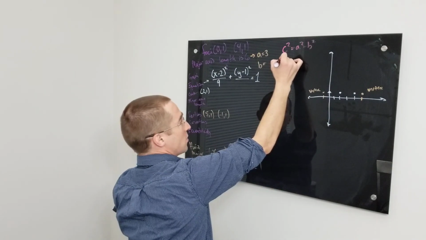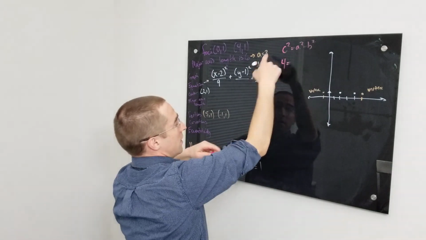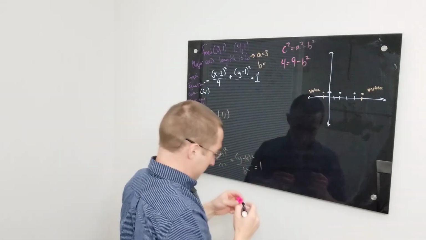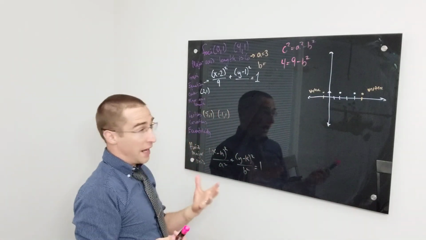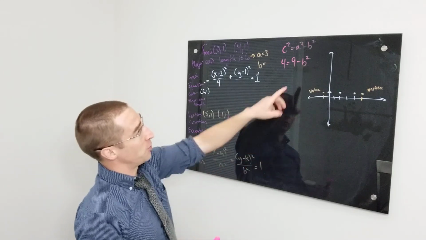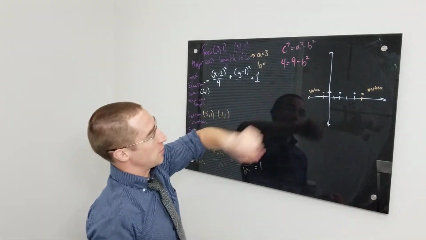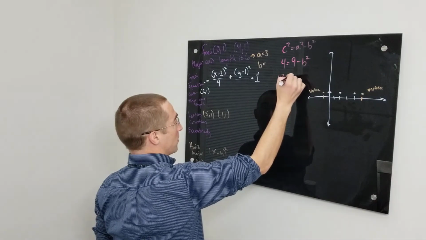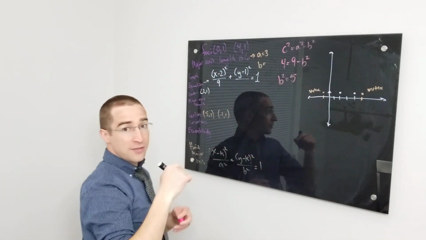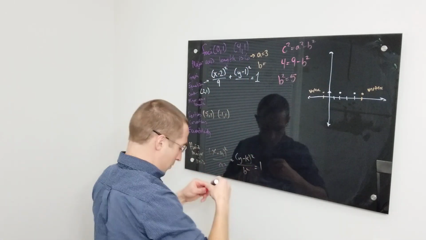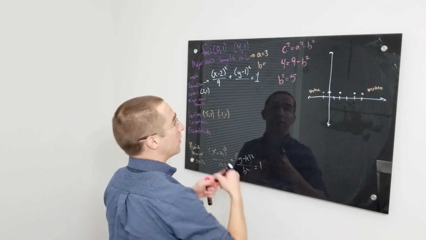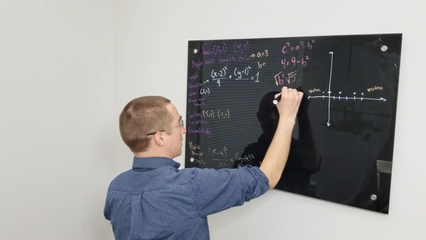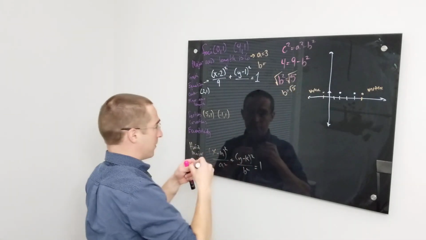So here I get 2 squared, which is 4. A is 3, so I have 9, and then minus b squared. We can do a little bit of algebra, add b squared, subtract 4 over, and basically get b squared equals 5, because 9 minus 4 is 5. Square root the b squared to get b equals square root of 5.